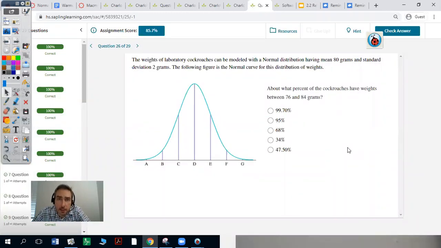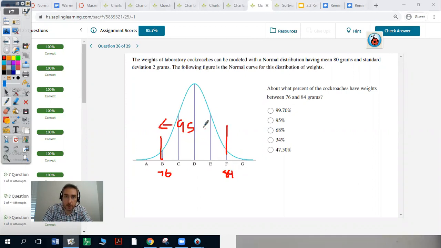All right, 26, same scenario. What percent of cockroaches have weights between 76 and 84? Well, let's see, 80, 78, 76. So 76, 80, 82, 84. That's 2 standard deviations away. That's your good old 95. 68, 95, 99.7.